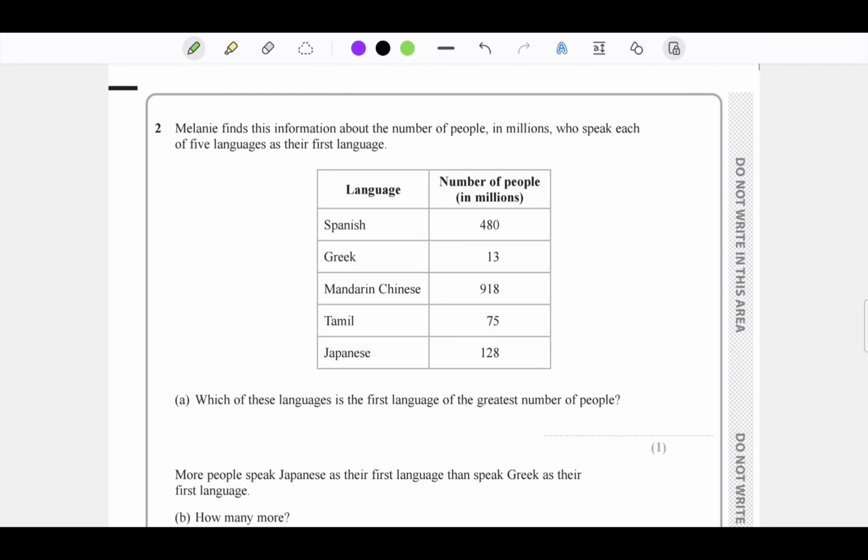Melanie finds this information about the number of people in millions who speak each of 5 languages as their first language. We have Spanish, Greek, Mandarin Chinese, Tamil, Japanese, with the number of people in millions. Which of these following languages is the first language of the greatest number of people? Greatest number of people means the most. Therefore, Mandarin Chinese takes that answer as it has 918 million people speaking it as their first language.